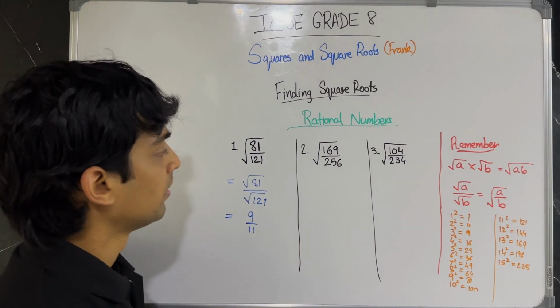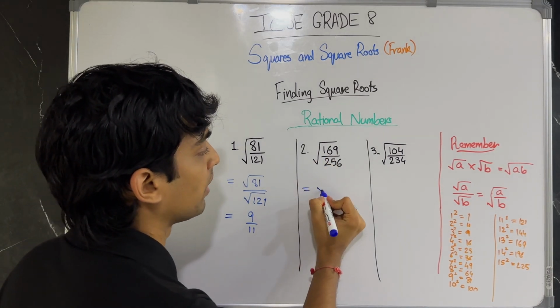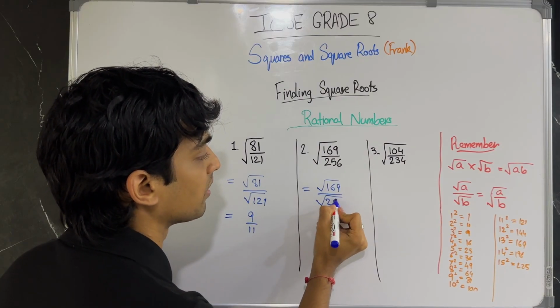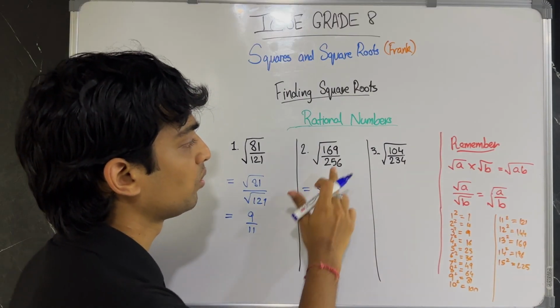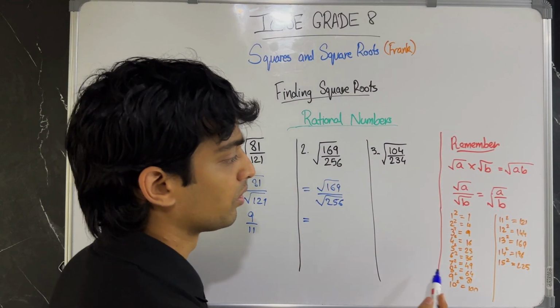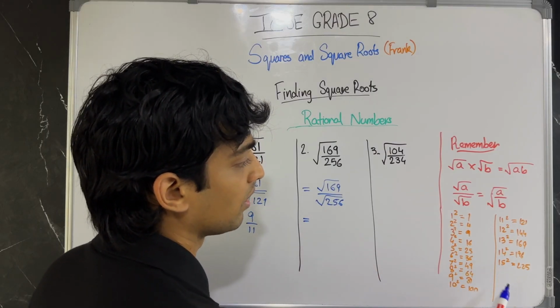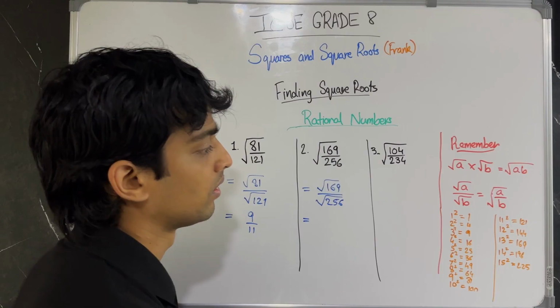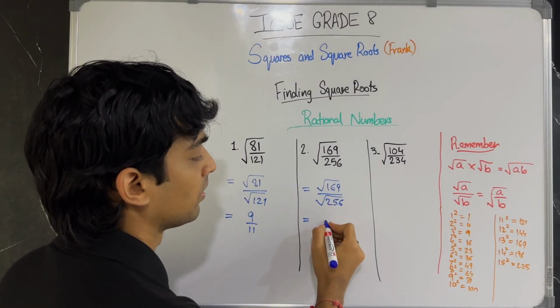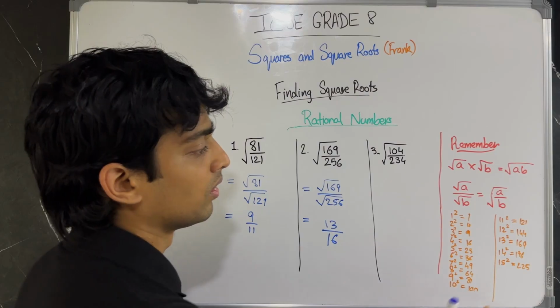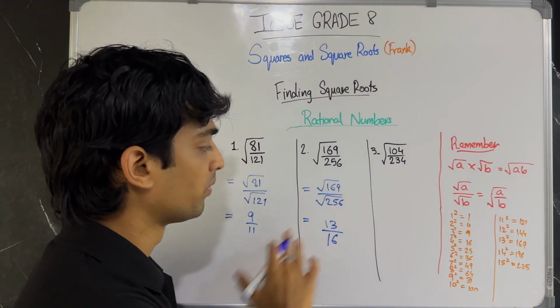Next, same thing here, we'll distribute the square root sign, root of 169 upon root of 256. Again, these two are perfect squares. So root of 169 is 13, root of 256 is 16. So you can write 13 upon 16. Root of 256 is 16.